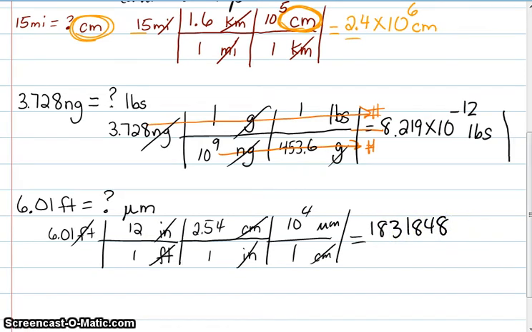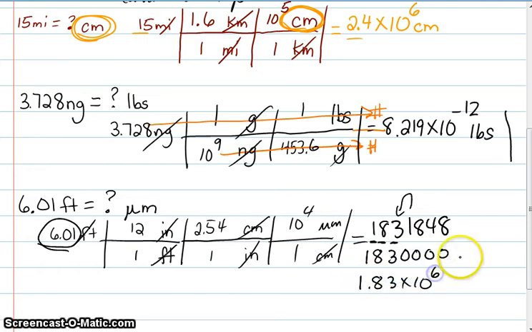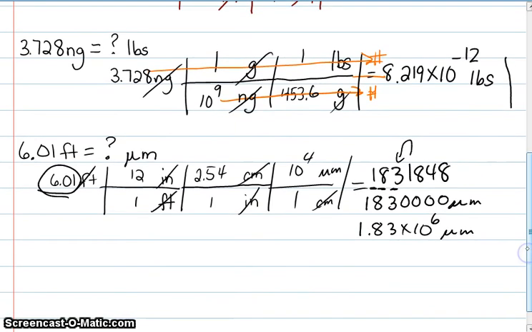Cool. But this is 3 significant figures. So I need 1, 2, 3. 1 says leave 3 alone. So the answer is 183,000 or 1.83 times 10 to the 6th. Don't forget your final unit, which is micrometer. That makes sense. A micrometer is a very small thing, so there should be a lot of micrometers in 6 feet. Cool?